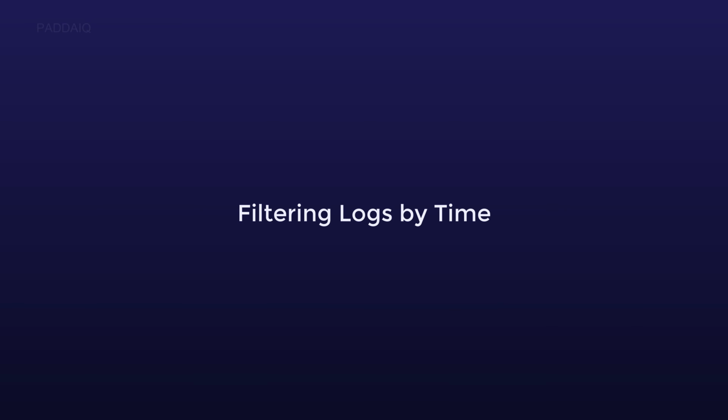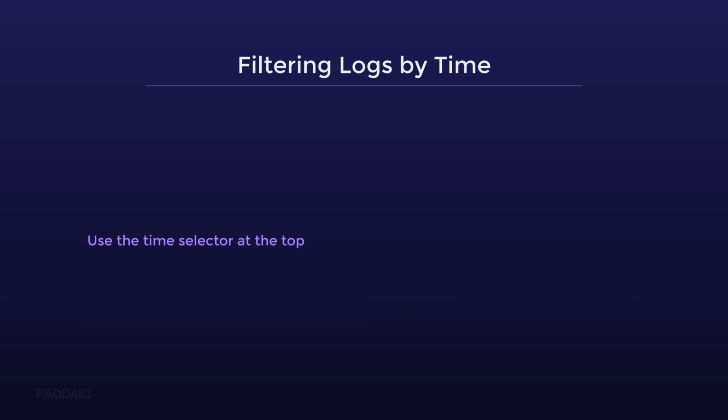Filter logs by time to focus on specific time frames. Use the time selector at the top. This lets you pick a specific time period to see only the logs from that duration. For example, to troubleshoot an error from 2 p.m., select that time to filter out all unrelated logs. This makes finding relevant log entries quick and efficient.